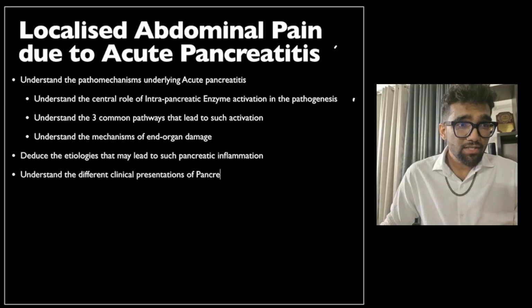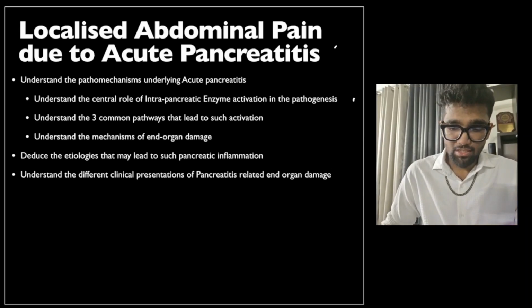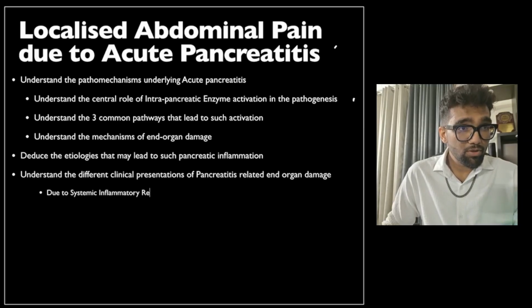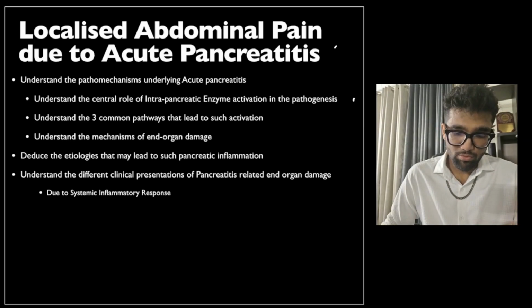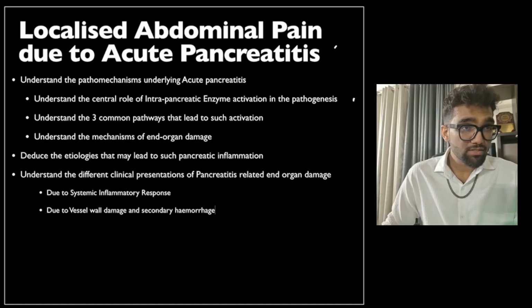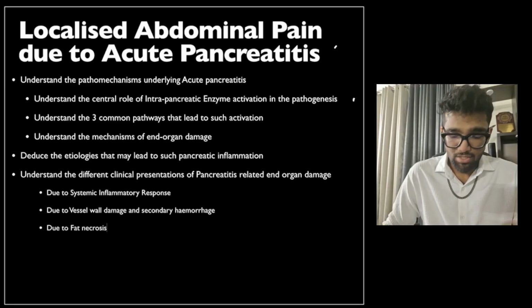Then we'll try to understand the different clinical presentations related to end organ damage. In particular, we'll be talking about how the clinical presentations happen due to a systemic inflammatory response, vessel wall damage, and secondary hemorrhage, as well as due to fat necrosis.